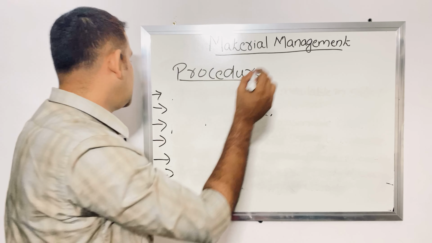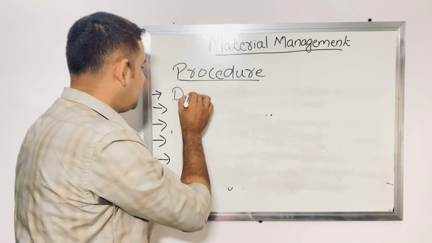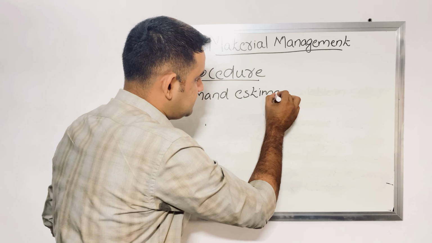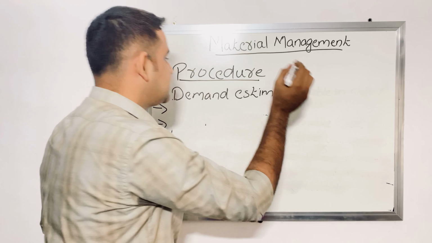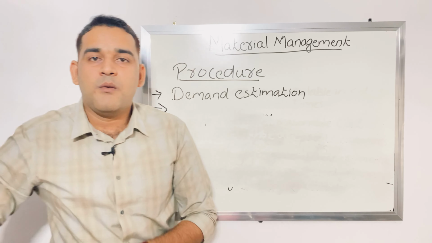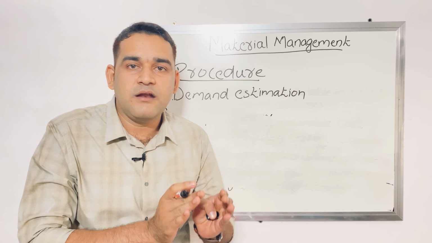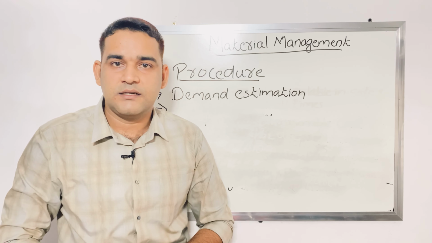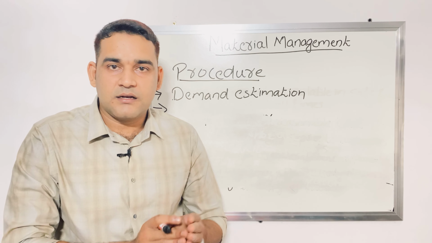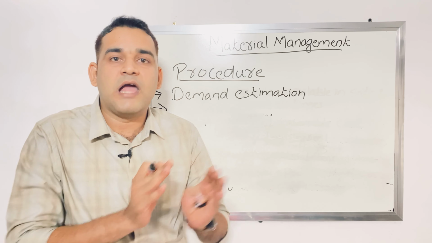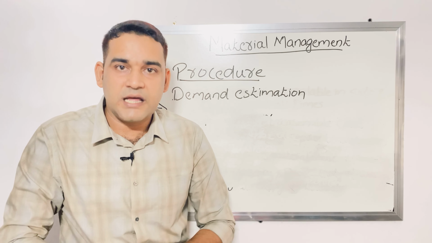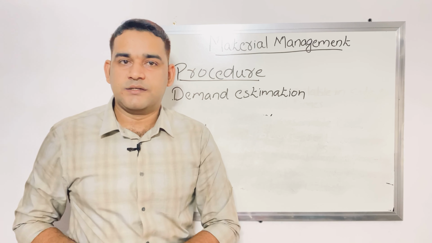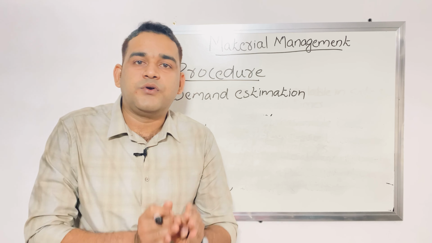Procedure of the material management. First procedure is demand estimation only. Demand estimation. As we discussed in the elements, we have to make an evaluation of the demand for our department, our hospital, or our organization. What is the demand there? You have to make an approximate value, an approximation of the demand regarding the quantity, the quality, and the time of the delivery. That you have to do.